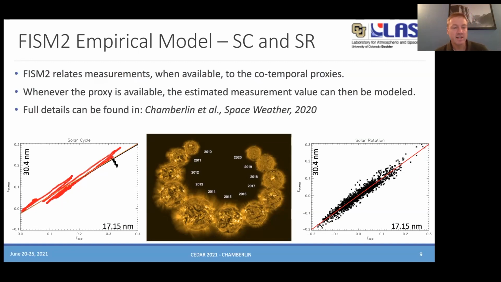But you just basically train it. They could be linear or power law relationships between the proxy, which is on the x-axis, and the actual measurement you're trying to model on the y-axis. So in this case, on the left, we're trying to do a solar cycle empirical model between the 17.1 nanometer proxy to the helium-2 304 measurement.